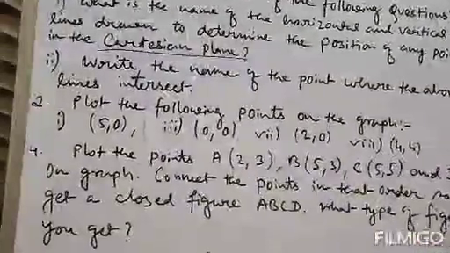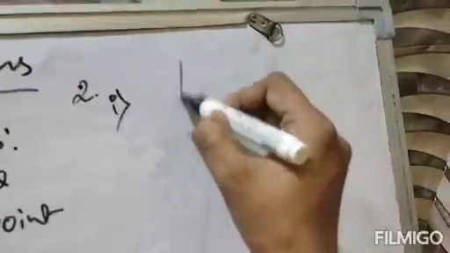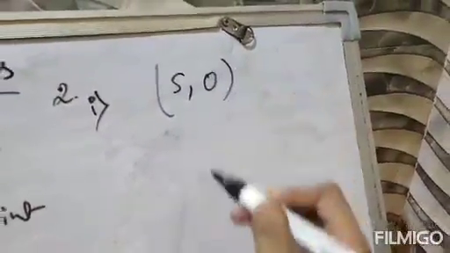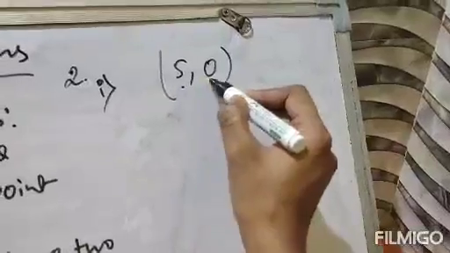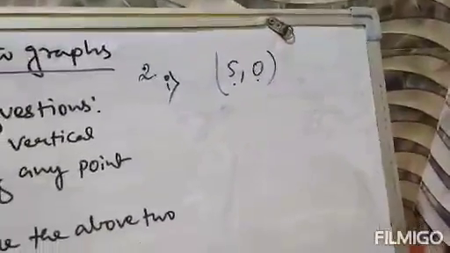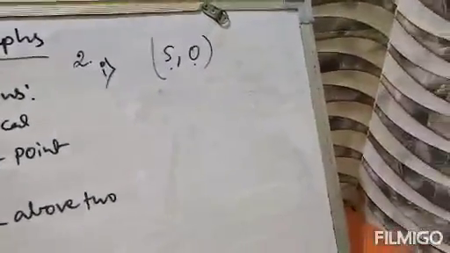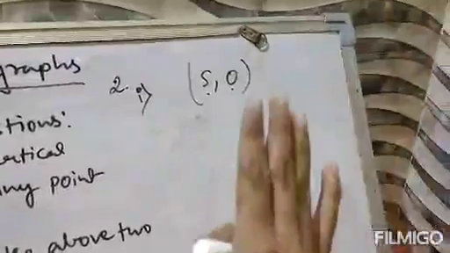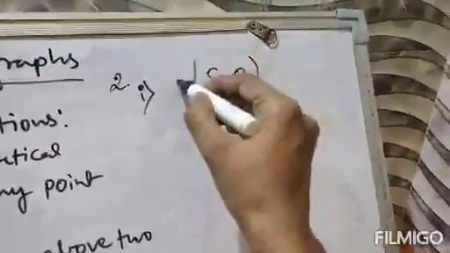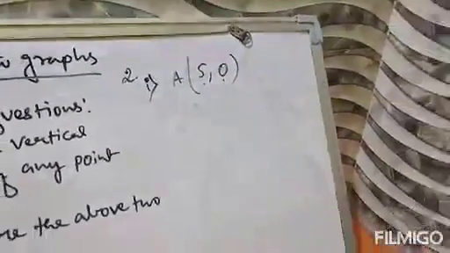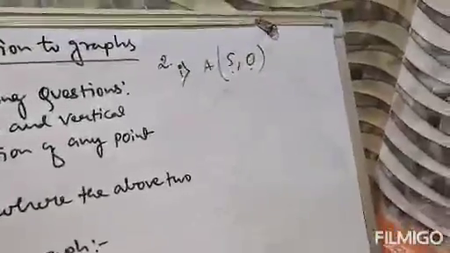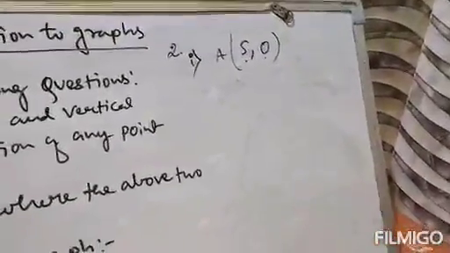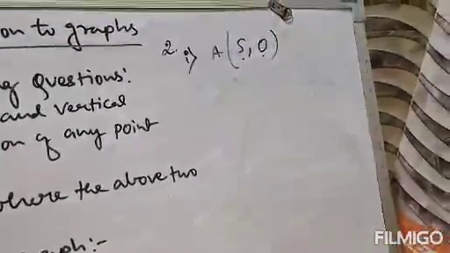So the first point is 5, 0. This is the value of x and this is the value of y. The first one will be the value of x and the second one will be the value of y. Suppose this is point A and its coordinates are given. That means its position with respect to the x-axis and its position with respect to the y-axis. That is the coordinate.